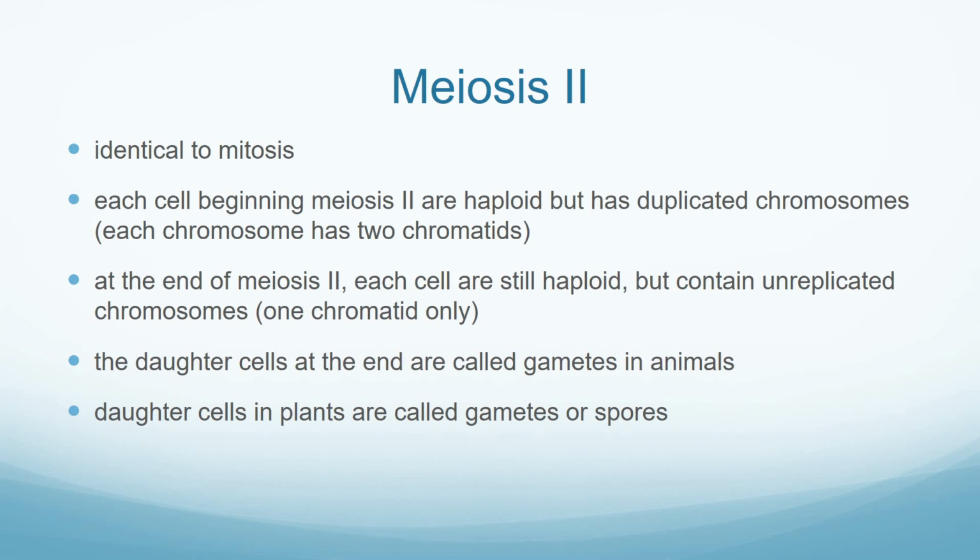In meiosis 2, it is identical to mitosis. All the steps are pretty much the same, and each cell beginning meiosis 2 is haploid, but has duplicated chromosomes, and each chromosome now has two chromatids. Remember, there's going to be a little bit of variation in there. And at the end of meiosis 2, each cell is now going to be haploid, but contain unreplicated chromosomes. Daughter cells at the end are called gametes in animals, and daughter cells in plants are called gametes or spores.